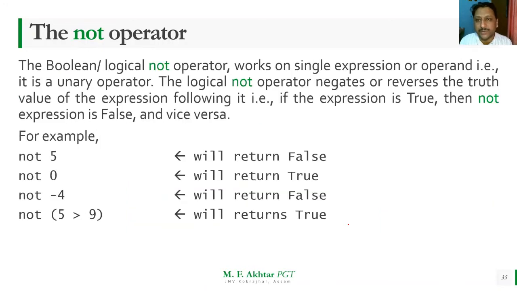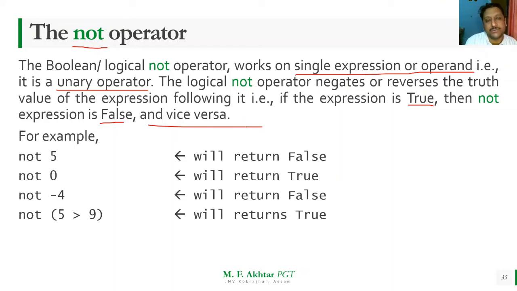Now next, this is the last logical operator, known as the NOT operator. It is a unary operator. Unary operator means it works with only one operand. The Boolean logical NOT operator works on a single expression or operand. The logical NOT operator negates or reverses the truth value of the expression following it. That is, if the expression is true, then NOT expression is false, and vice versa. If it is false, it will give you true. If it is true, it will give you a false value. It just negates or reverses the result.